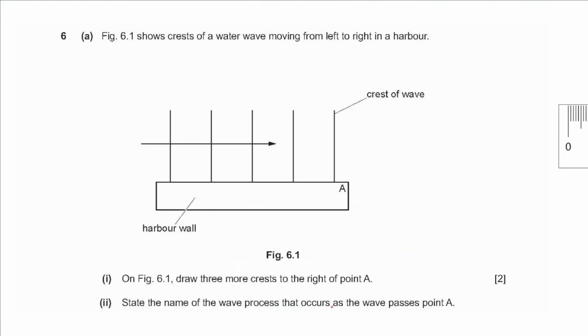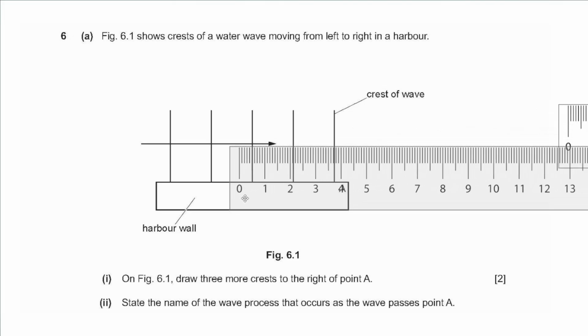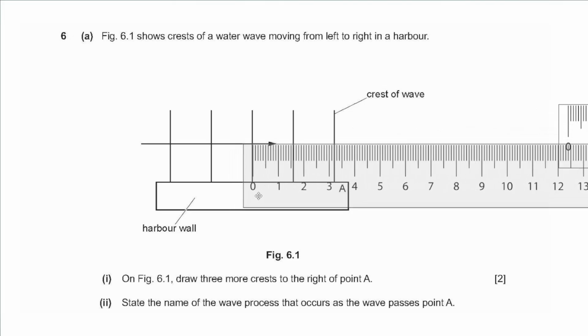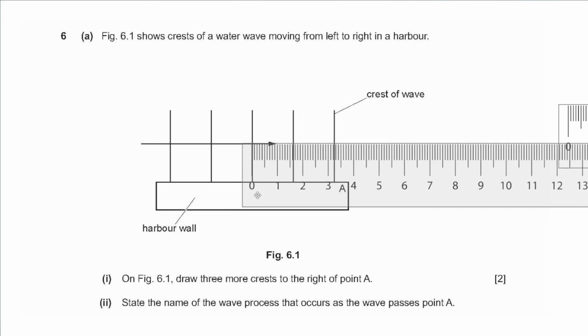Question 6a says, figure 6.1 shows crests of a water wave moving from left to right on a harbor. On figure 6.1, draw 3 more crests to the right of point A. So we have a corner here. This means there will be diffraction. So first, if we use a ruler to continue the line of the direction of the wave and measure the distance between the wavefronts, so the wave keeps moving forward and the wavelength does not change. The wavelength here is approximately 1.6 centimeters.